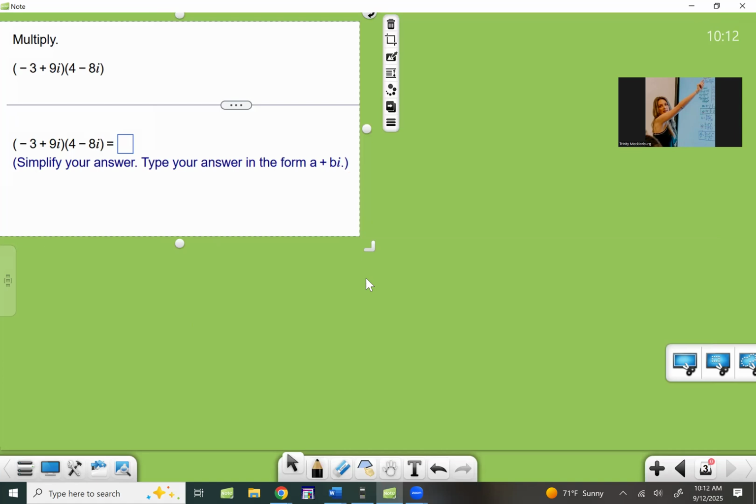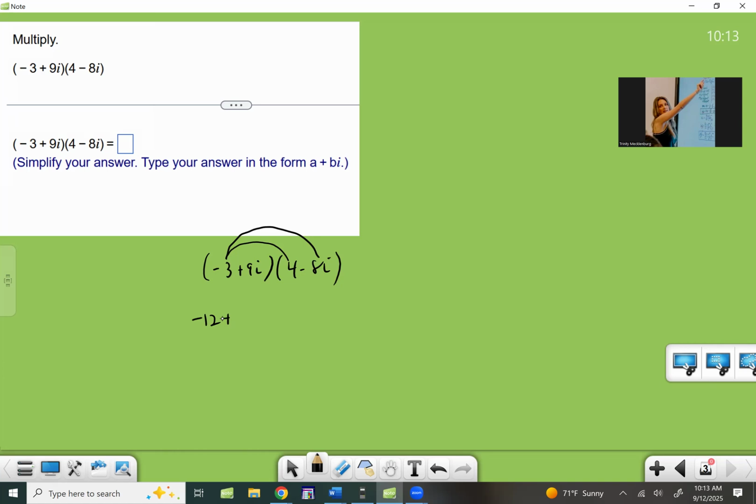Okay, so number 3. It wants us to multiply on this one. So we're going to FOIL, just like if these were a binomial with x, okay? So we're going to do the first in each parentheses. So negative 3 times 4 is negative 12. Then we'll do the outside. So negative times a negative is a positive. And 3 times 8i is 24i. Then we'll do the inners, which is 9 times 4, so 36i.